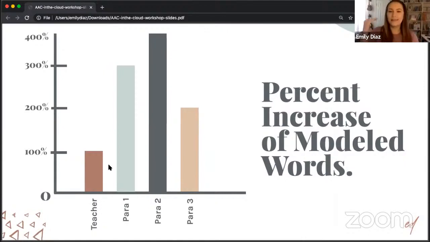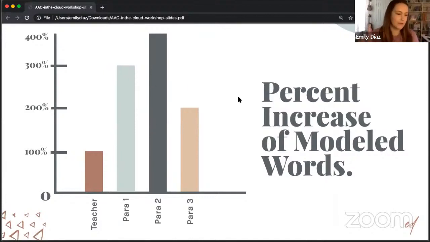And so the number of words that she was modeling a day was already greater than what her paraprofessionals were modeling. The paraprofessionals were starting at a very low number of models per day. And then because of the token economy system, because of the coaching, because of tracking data, we're able to see just how much they can grow in a 4-week time period.